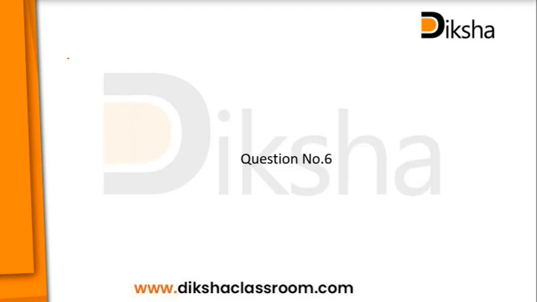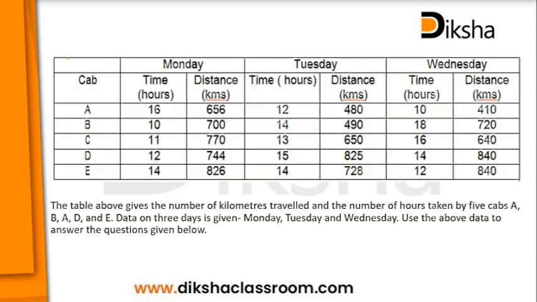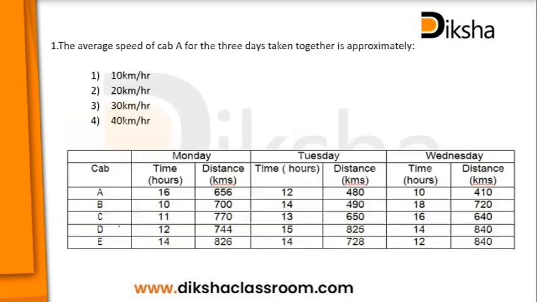So let's move to the next question, question number 6. The table above gives the number of kilometers traveled and the number of hours taken by 5 cabs A, B, C, D and E. Data on 3 days is given: Monday, Tuesday and Wednesday. Use the data to answer the questions. So the first question is, the average speed of the cab for 3 days taken together. What is the average speed of the cab?